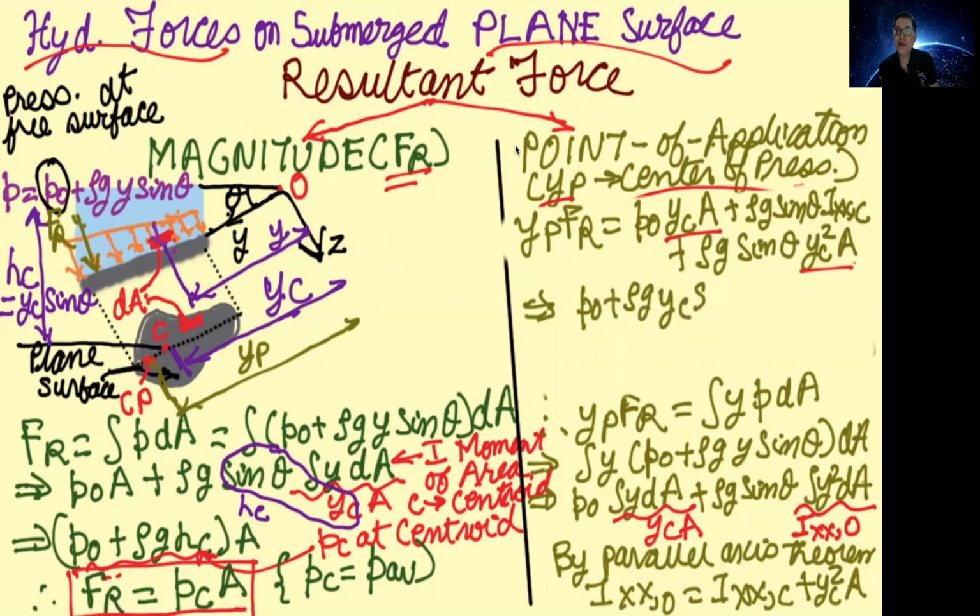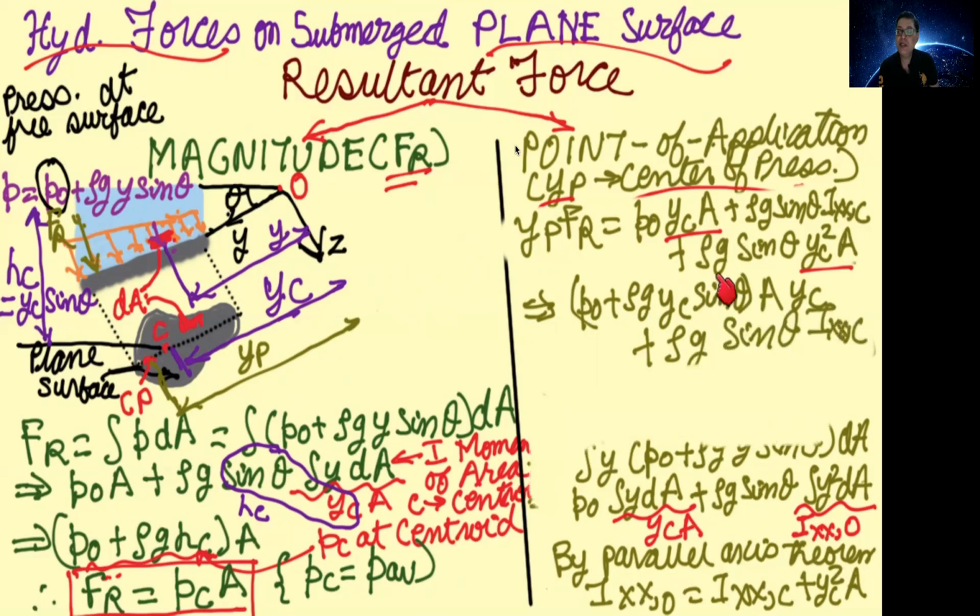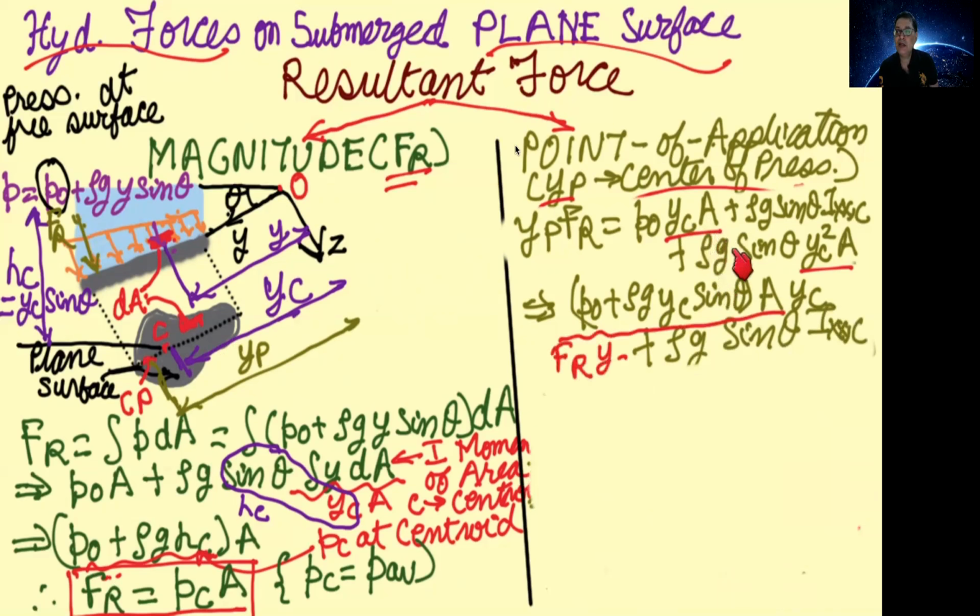Now in this expression, this yc A is common in these two terms. So if you take A and yc common, then you get (P naught plus rho g sine theta into yc) into A. Now what is this rho g yc sine theta? We know yc sine theta is hc, which is the height of the centroid, and rho g into the height of the centroid plus P naught gives you the pressure which acts at the centroid, and the pressure which acts at the centroid, multiplied by area, is equal to Fr.